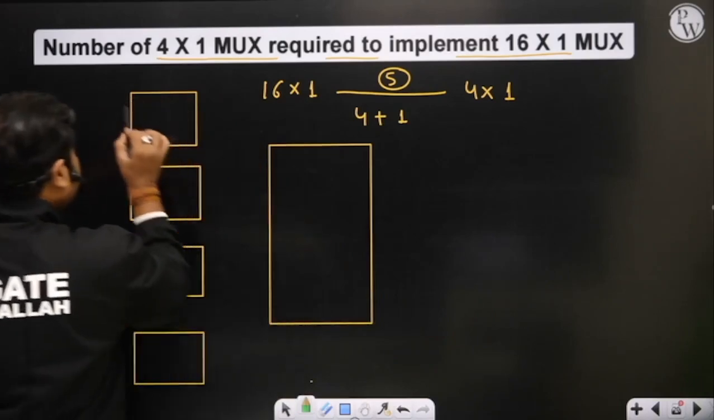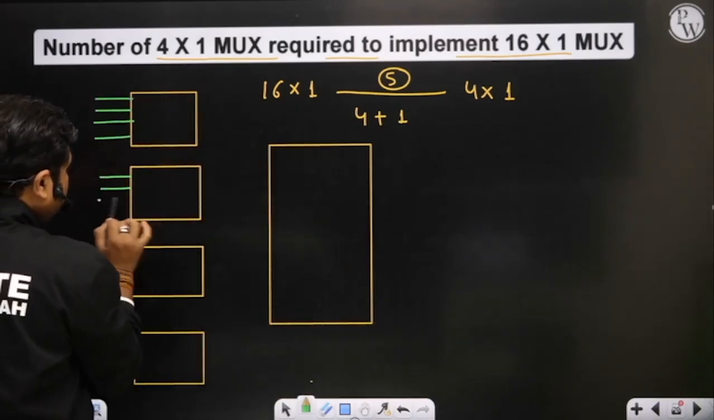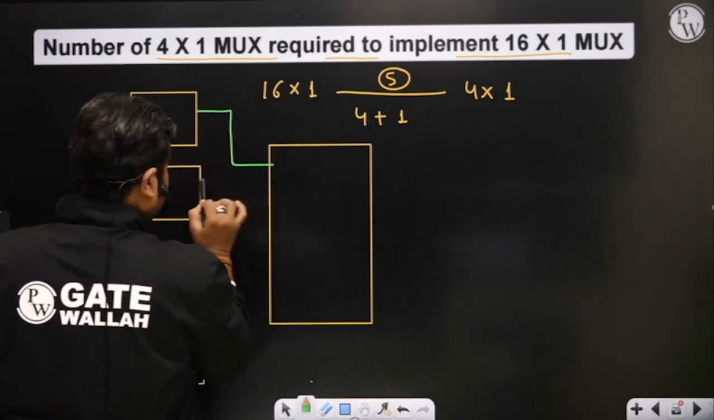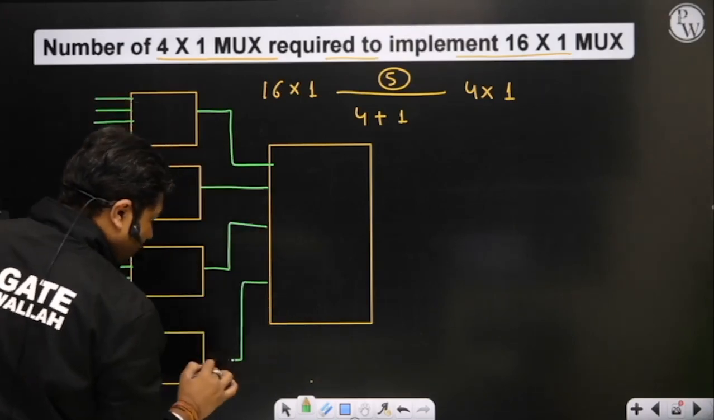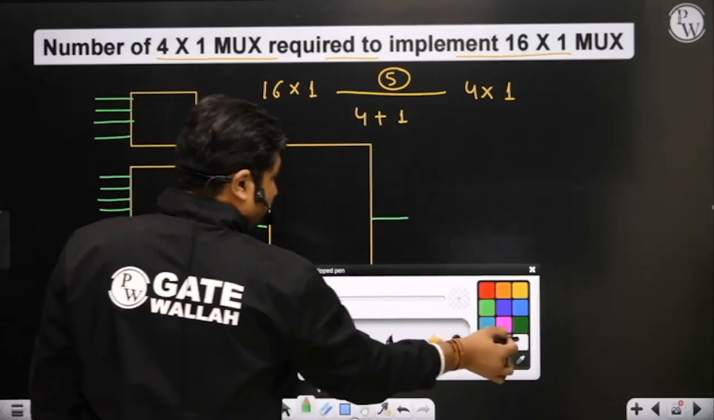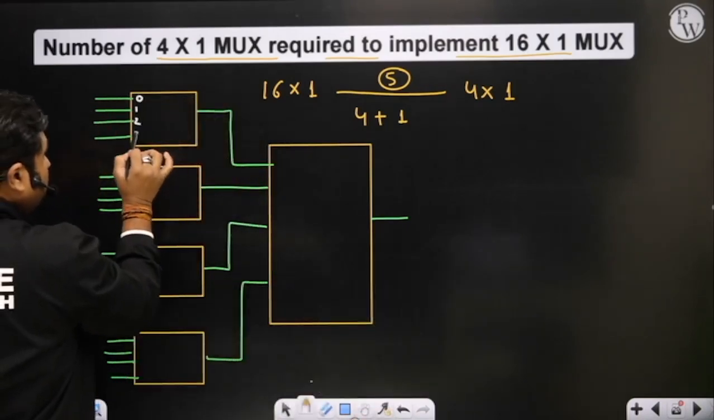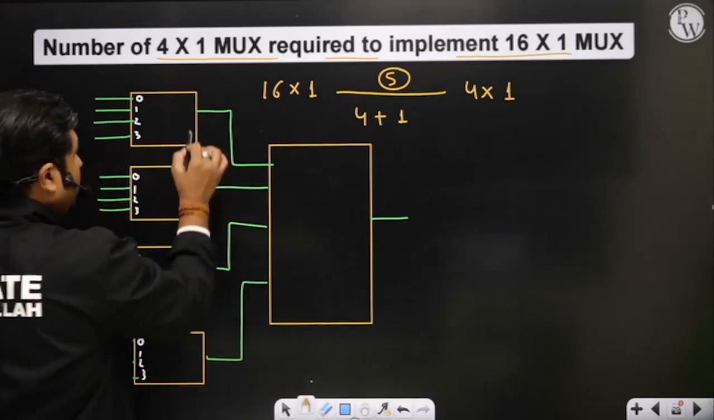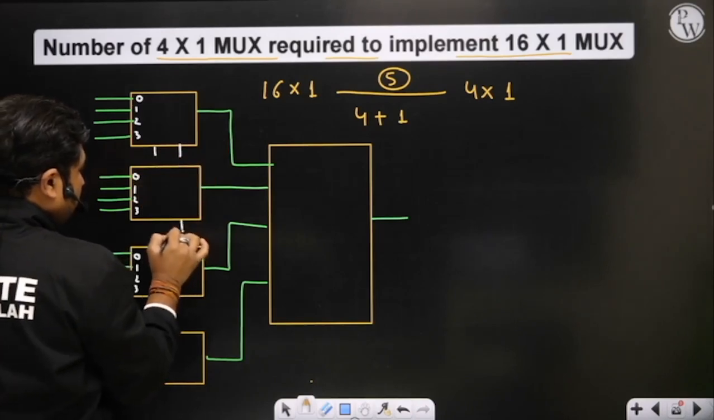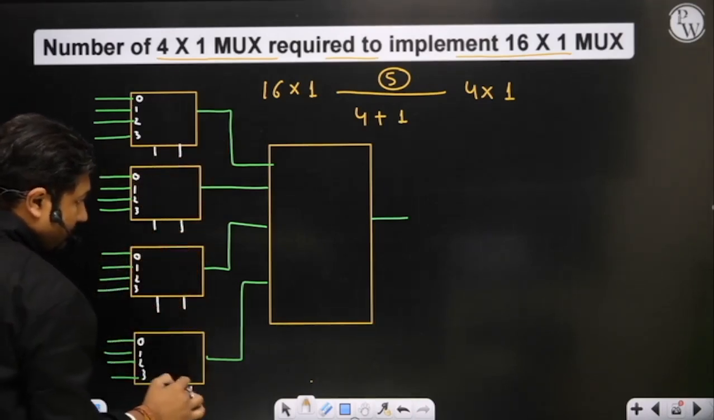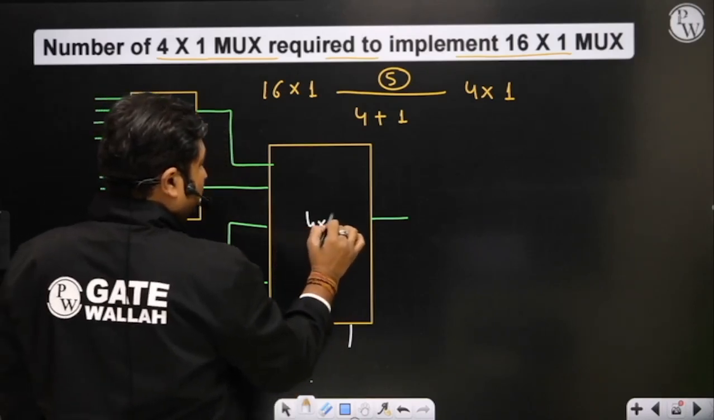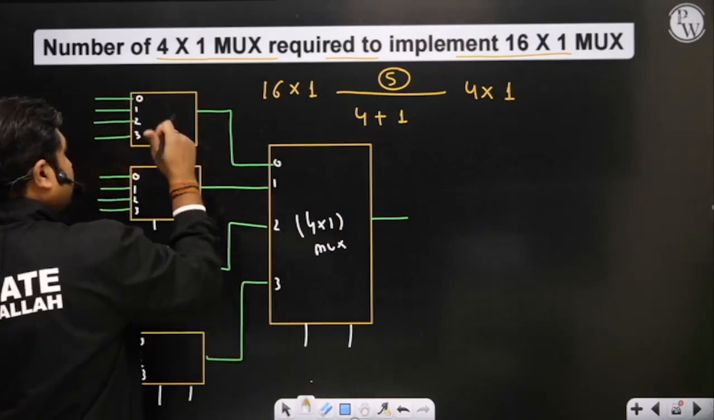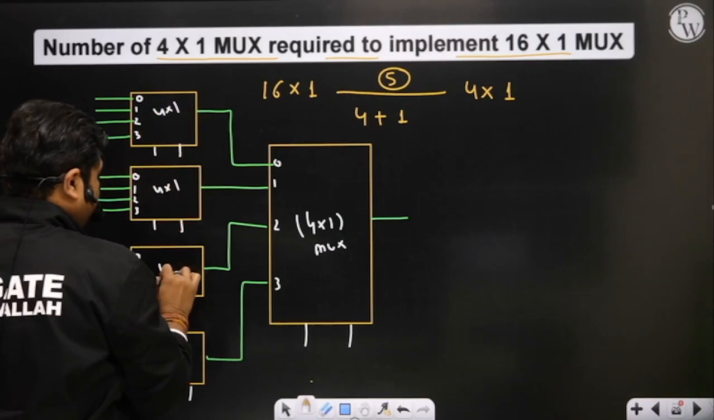How to do the connection, sir? 1, 2, 3, 4. 1, 2, 3, 4. 1, 2, 3, 4. 1, 2, 3, 4. Cross 1. Yes, sir. So this will be your 0, 1, 2, 3, 0, 1, 2, 3, 0, 1, 2, 3, 0, 1, 2, 3. Two select lines. These two select lines, this is your 4 cross 1 mux. Conventionally 0, 1, 2, 3: I0, I1, I2, I3. Yes, sir. 4 cross 1, 4 cross 1, 4 cross 1.